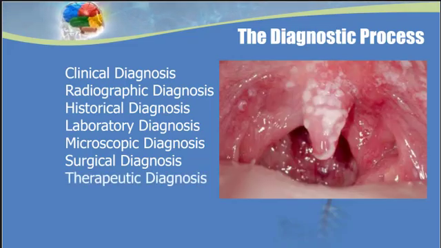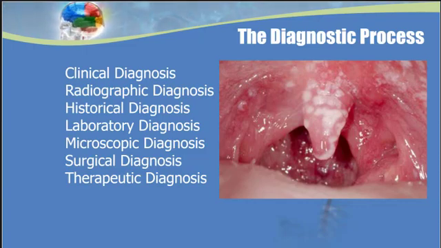A therapeutic diagnosis is a diagnosis of exclusion. So we're treating a suspected disease process to see if an improvement occurs in the outcome. So for instance, a patient may present with thrush, which has a plaque-like film. This is not like leukoplakia because the white film can be wiped off. But underneath, you're going to find a very red and raw tissue appearance.